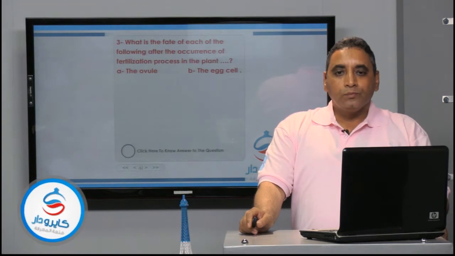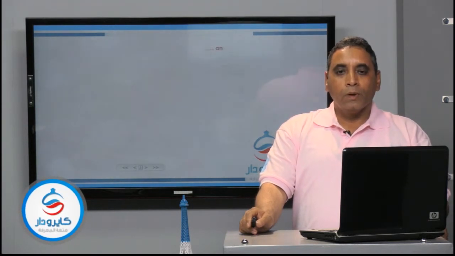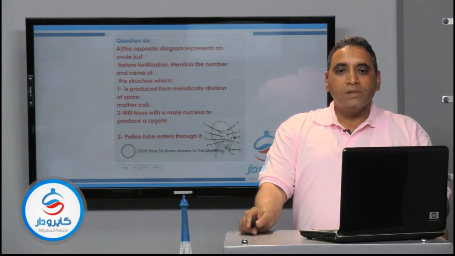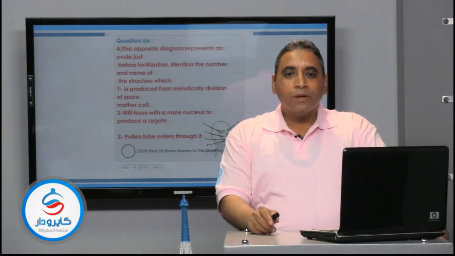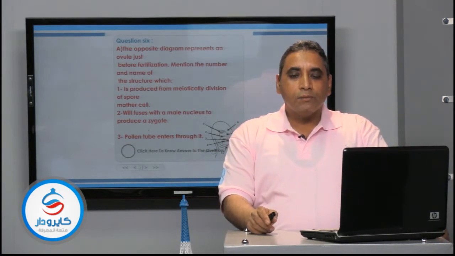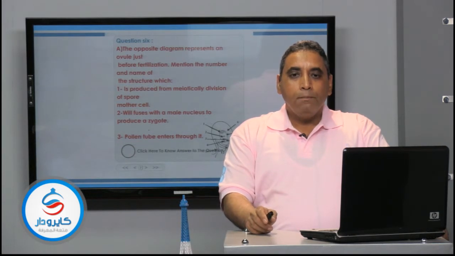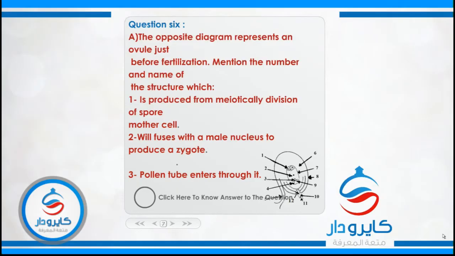The next question. Question 6. The opposite diagram represents the ovule just before the fertilization. Mention the number and the name of the structure: number 1, that is the diagram of the ovule before the fertilization. The first question asks about the structure produced from the division of the spore mother cell.